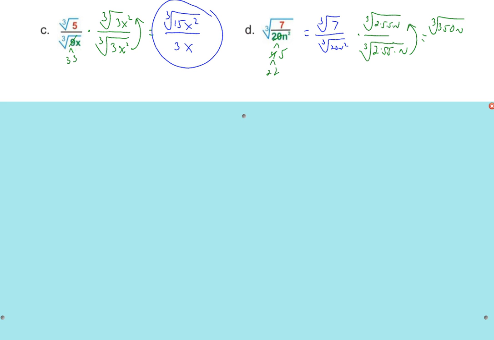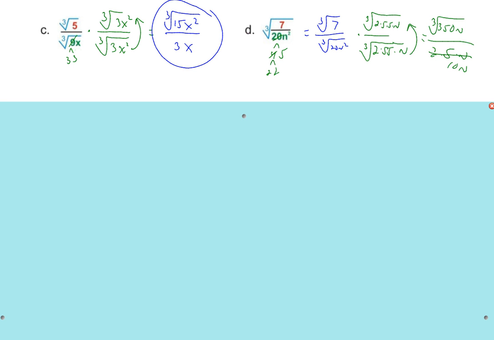That's 350n over, what's our bottom going to be? What's the bottom going to be? Ashton, what's the bottom going to be? Okay, what's the cube root of 2 times 2 times 2? What's the cube root of 5 times 5 times 5? What's the cube root of n times n times n? Okay, so that looks like 10n to me, right? So the bottom is going to be 10n. And we end up with the cube root of 350n divided by 10n.